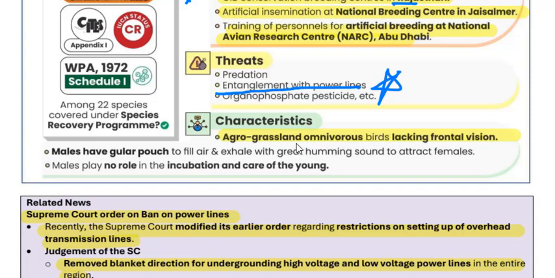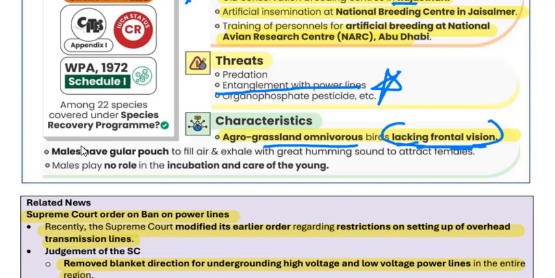These are generally omnivorous, lacking frontal vision. This is the main issue with this bird: they lack the frontal vision, so they have poor frontal vision. That's why they collide with the wires. We will see in detail.